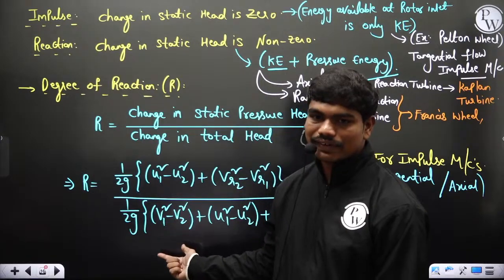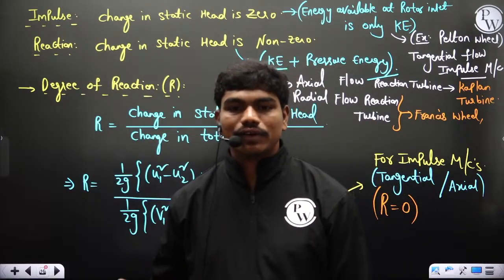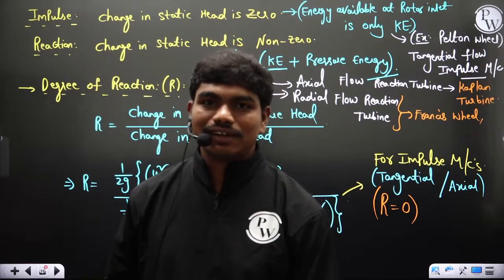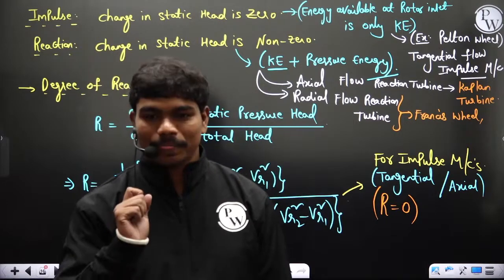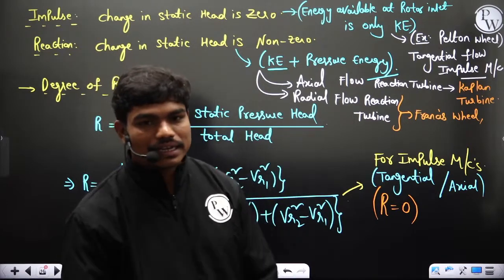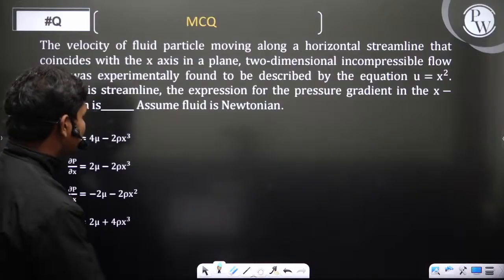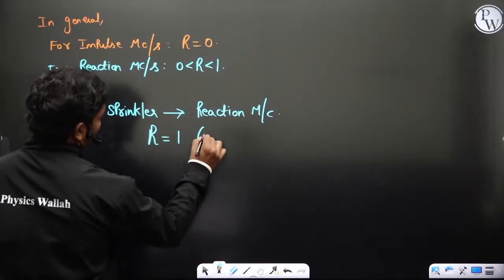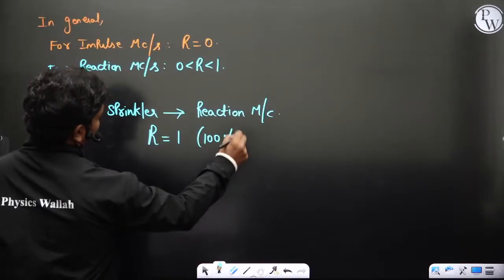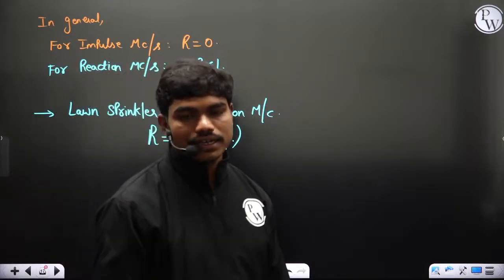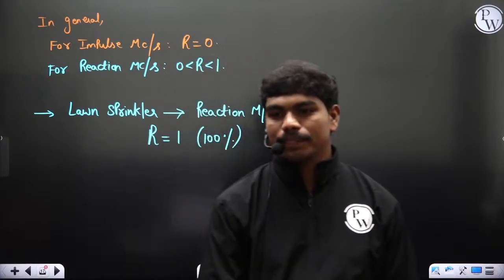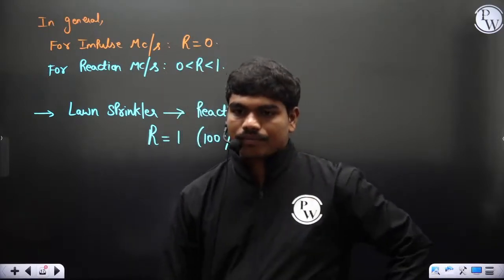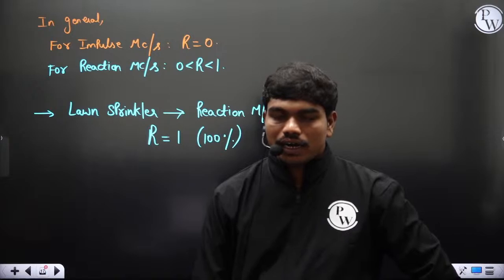If V1 is the same as V2, then what can you understand? What is the degree of reaction of a lawn sprinkler? It's 100%. So the degree of reaction of a lawn sprinkler is 1, actually. 100%. All these are simple fundamental things which you see in day to day life. Got it? Okay, clear?